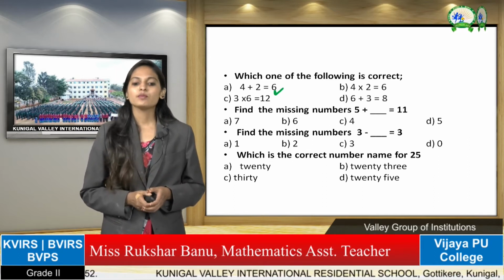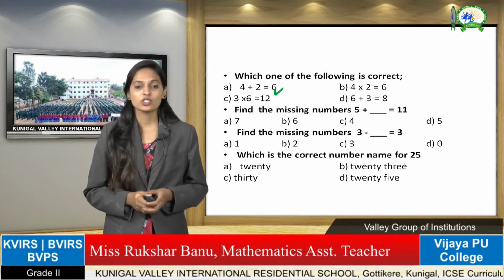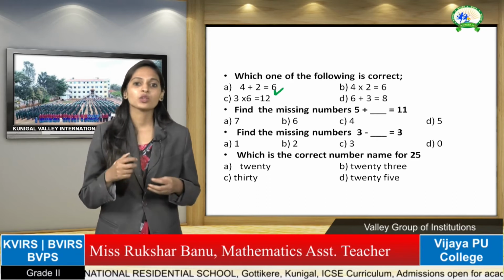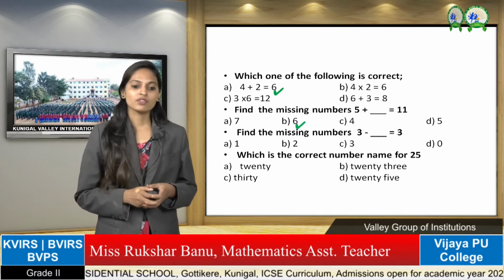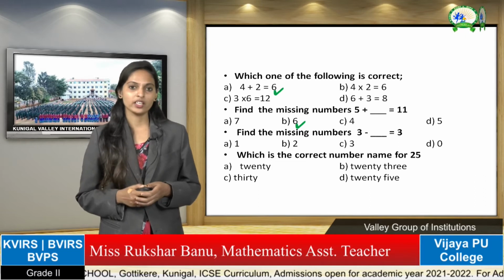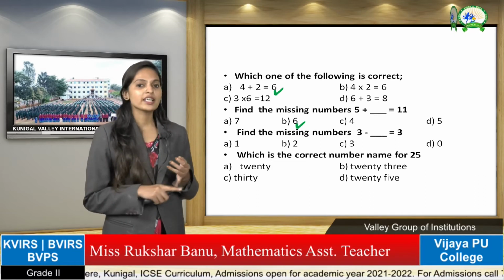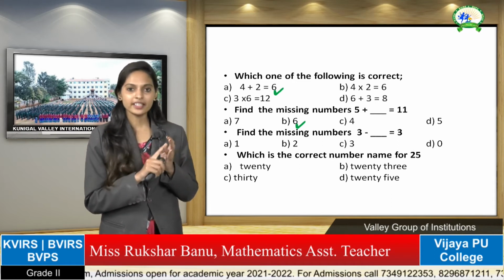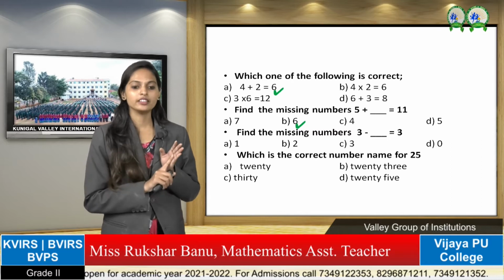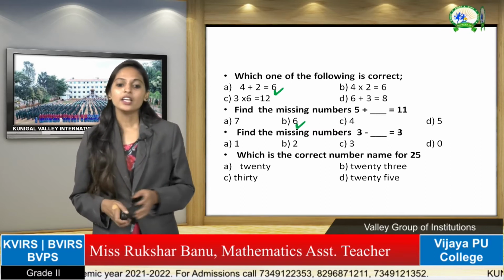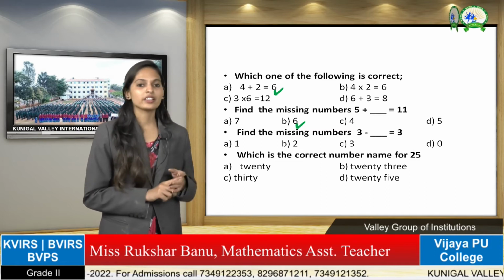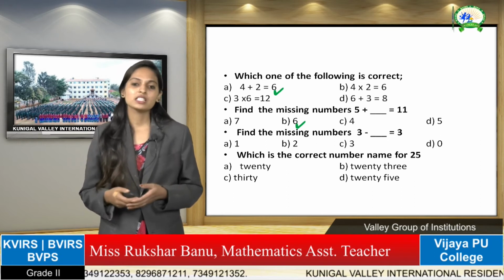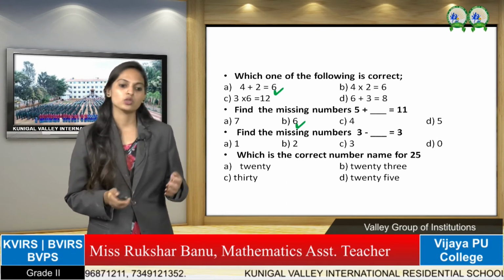So like this you have to write. Next one is find the missing number: 5 plus dash is equal to 11. If you want the answer 11, 5 plus which number do you have to write here? Yes, 5 plus 6, so 6 you have to write. If you add 5 plus 6 we will get the answer 11. If we add 5 plus 7 it will not give the correct answer. If we add 5 plus 4 or 5 plus 5 we will not get 11.